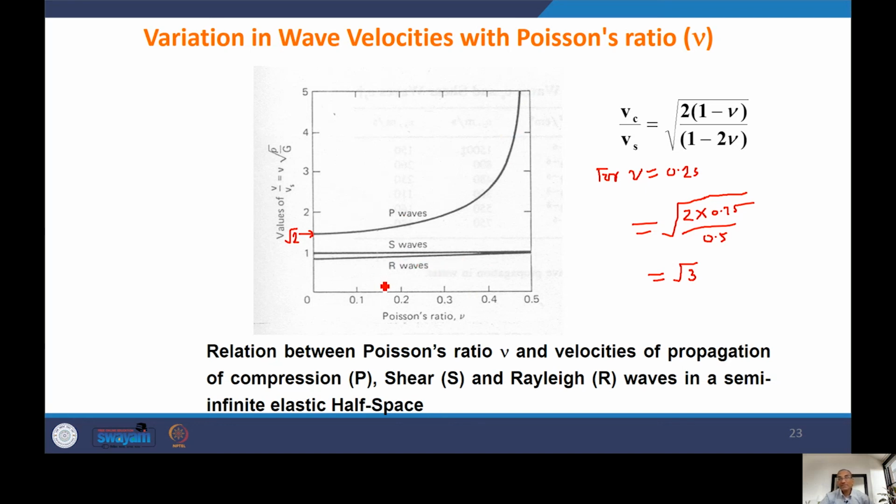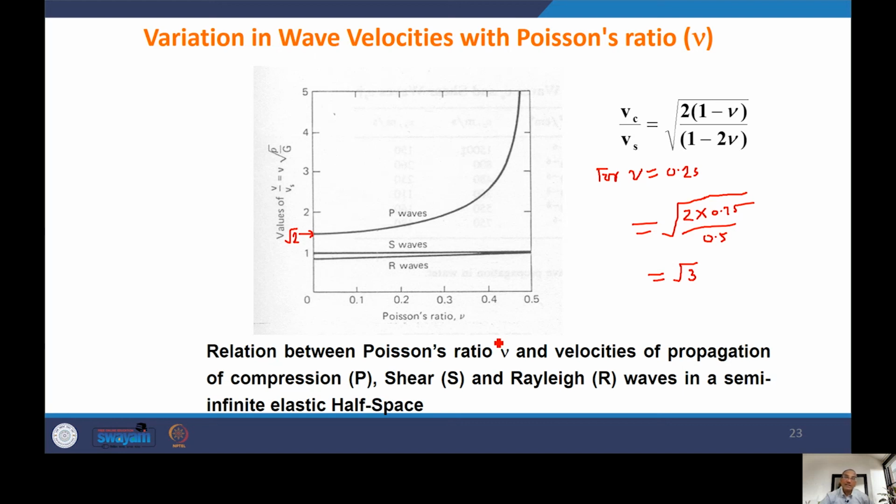As far as the Rayleigh wave is concerned, there is not much variation in the wave velocity of Rayleigh wave with Poisson's ratio, and the wave velocity remains more or less the same, near the shear wave velocity. Initially, there is a little difference when the Poisson's ratio is small, the Rayleigh wave has about 90% wave velocity compared to S waves, but as Poisson's ratio increases, it tends to be near to S wave, and both become the same. So S wave and Rayleigh wave have the same velocity when mu equals 0.5.